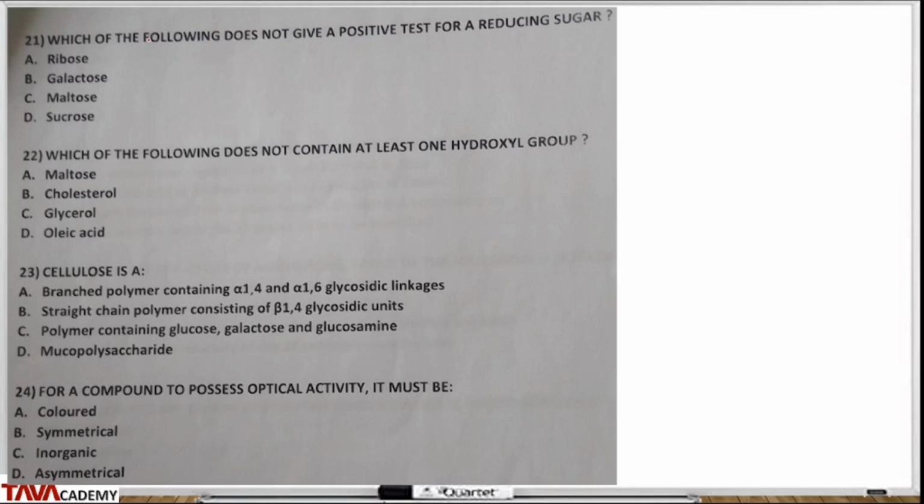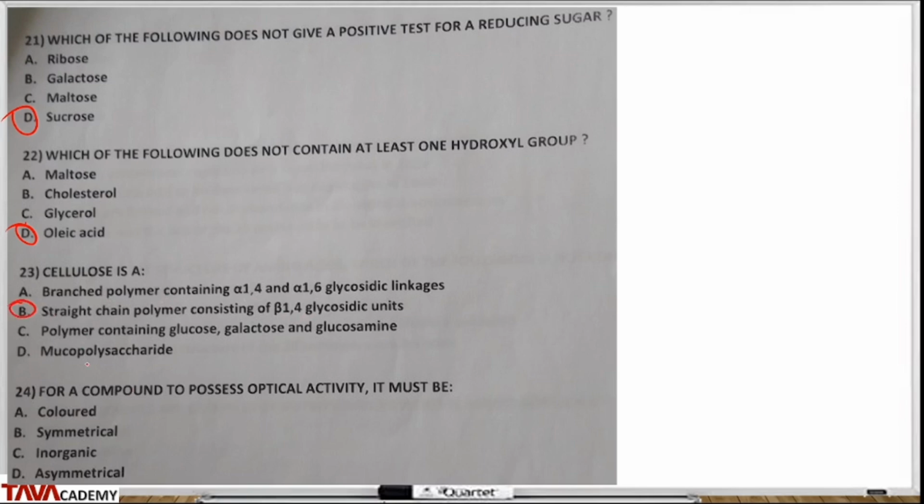So the odd one here will be sucrose. So sucrose doesn't give a positive test for reducing sugar. Question 22 says, which of the following does not contain at least one hydroxyl group? The correct option here would be oleic acid. Oleic acid does not contain at least one hydroxyl group. So that would be odd here. Oleic acid. Question 23 says, cellulose is a straight chain polymer consisting of beta 1-4 glycosidic units, option B.